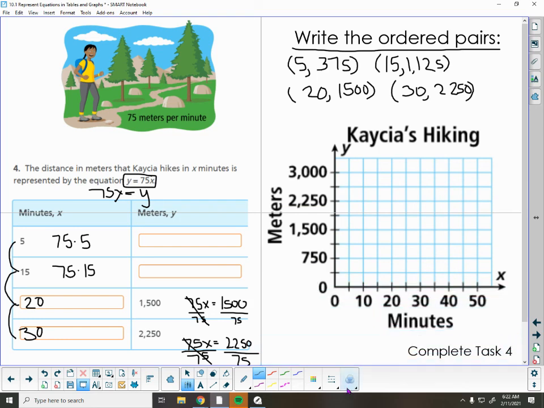So we want to graph this. So if you remember, we always want to go over first, then up. So here's our x. We want to go over, then up or down. So we're starting here at 0, 0, the origin. So we're going to go over 5. So I'm noticing it's counting by 10 and up to 375. So here's 750 and half of 700 is 350. So we're going to be probably about right here.